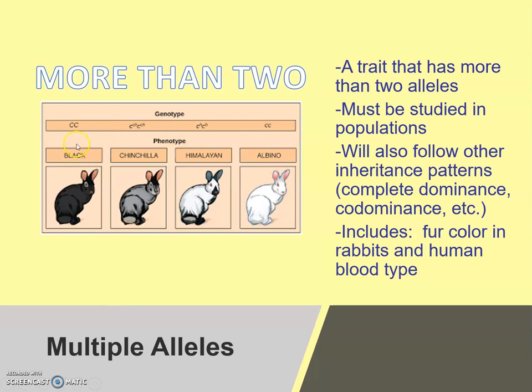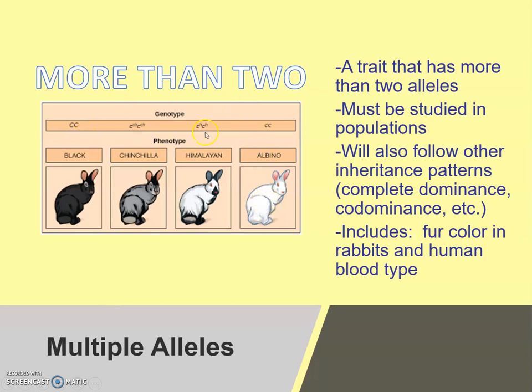So we've got black, which you can see are two capital C's; chinchilla, which is kind of a light gray color, which is C C^ch. You can see that little ch anchored up there at the top is for the light gray color, and it's attached to the C, which stands for color. Then we have Himalayan, which is white with the dark tips, so we have c^h c^h, and then albino, two lowercase c's. So albino is resulting in the absence of pigmentation.